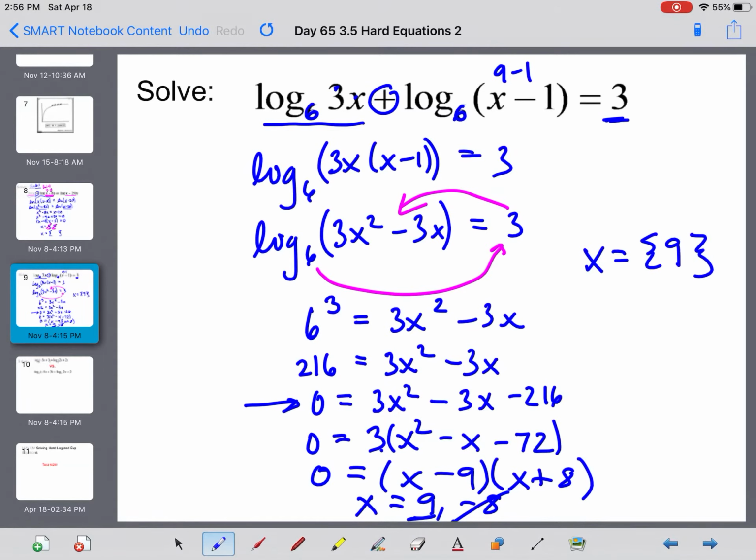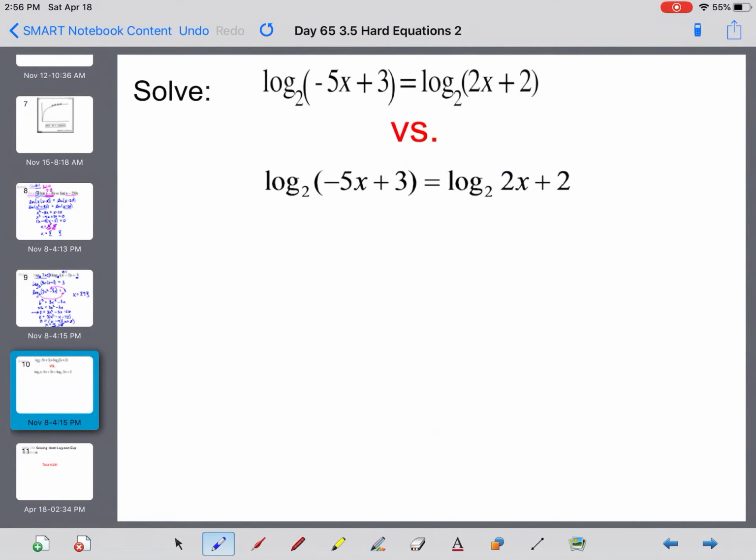We would say negative 8 is extraneous. We did all the correct work to get there. However, it doesn't actually check out when you plug it back in. It doesn't fall within the domain of the log function there.